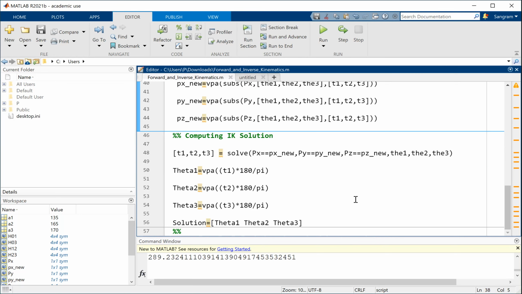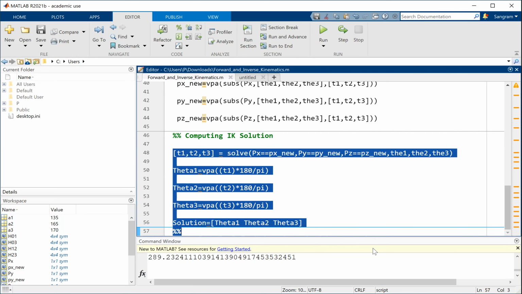And I'm trying to solve this for the variables THE1, THE2, and THE3. Those are the variables inside the symbolic expression. But the solution of that variable is a numerical solution that needs to be stored in T1, T2, and T3. Everyone understood this? If you mess this sequence up, MATLAB will not give you a solution. This is all for inverse kinematics.